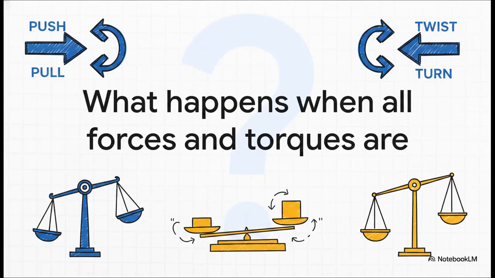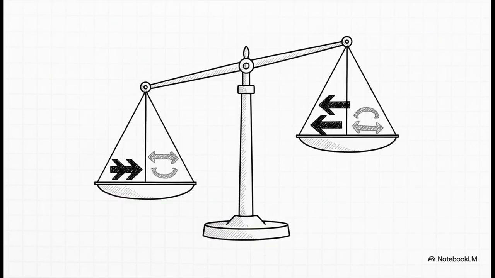Every time you open a door, you're not just pushing it, you're applying a torque around the hinges that makes it swing. Okay, now for a really important question. What do you think happens when all the forces and all the torques are perfectly balanced? When every single push, pull, and twist completely cancels each other out? What you get is a state called equilibrium. It's the state of perfect balance.